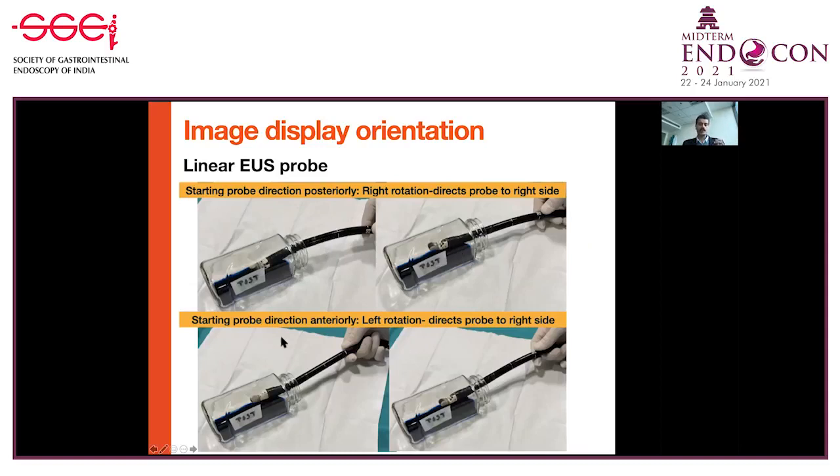Now, if the starting probe direction is anteriorly, which means that you have the pelvic organs under focus, which means the probe is directed anteriorly, if you have to go to the right side of the patient, you have to do a left or anti-clockwise rotation of the US probe. I hope this concept is understood, because with linear US probe, you just go 360 degrees, and how to image the left side, the right side, the anterior side, and the posterior side will depend upon understanding this orientation. So have a good look at this.